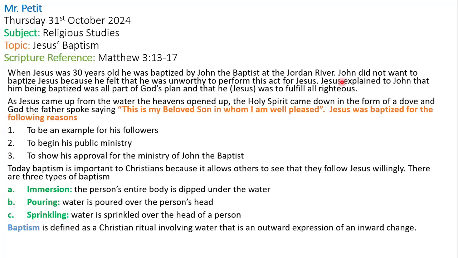Sean Norval Smith, what is baptism? It's a Christian ritual using water that is an outward expression of an inward change. Very good. Where's Wyatt? Wyatt, are you there? What is baptism? A Christian ritual. Very good. Wyatt, who baptized Jesus? John the Baptist. John the Baptist, very good.